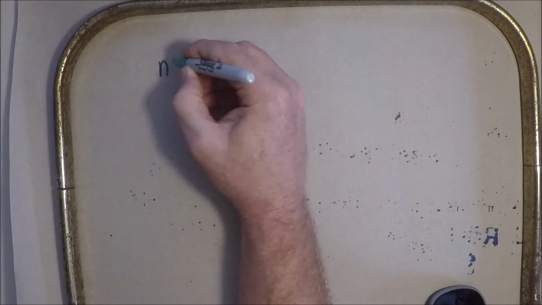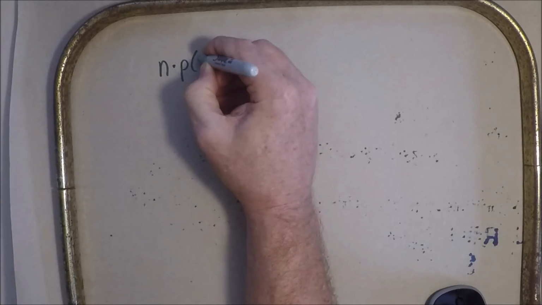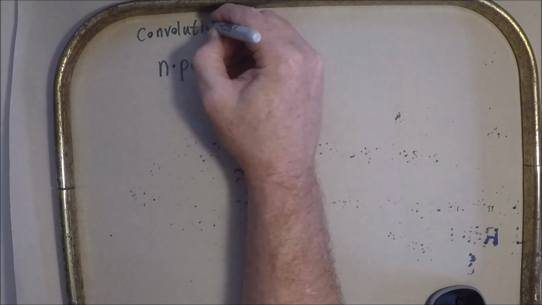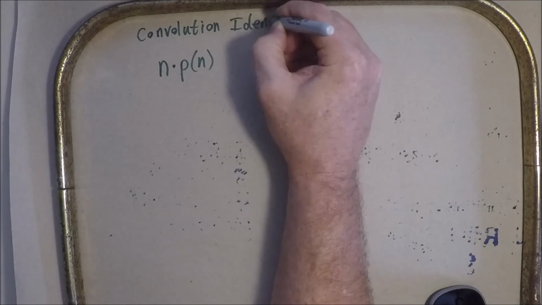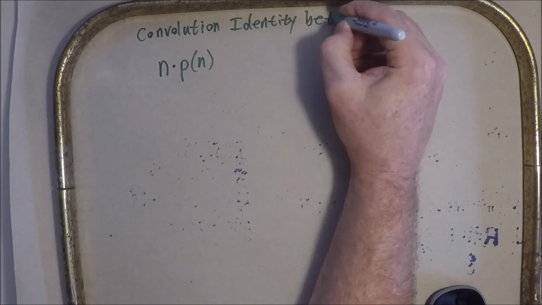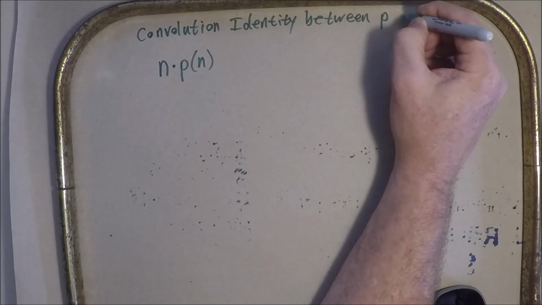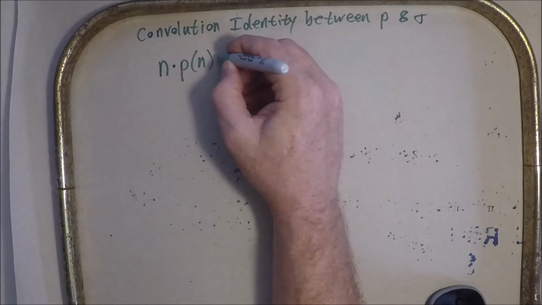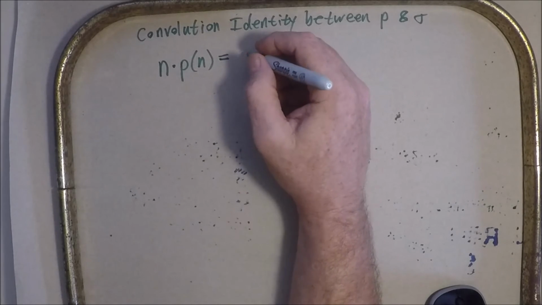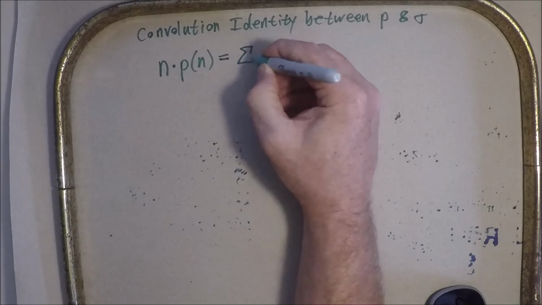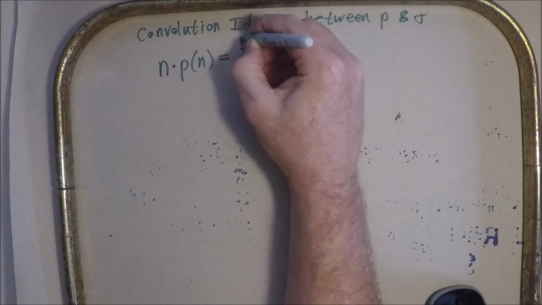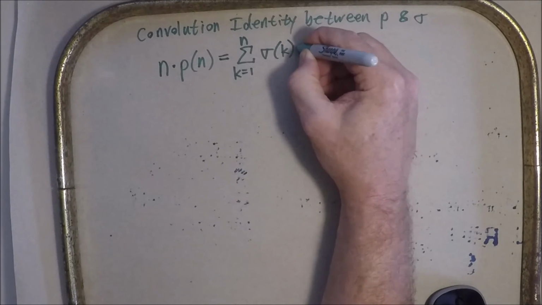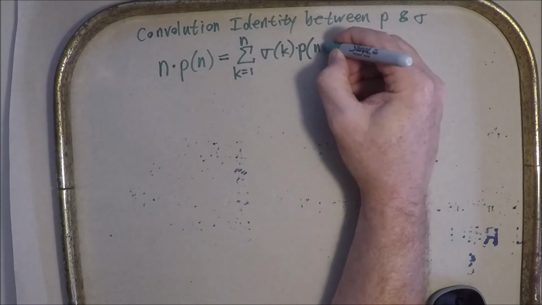And that would be n times the partitions of n. I'm just going to call it a convolution identity between p and sigma. So n p(n), n times the number of partitions of n, is equal to the sum from k equals 1 to n. So we've got solid limits now. Sigma of k times p of n minus k.